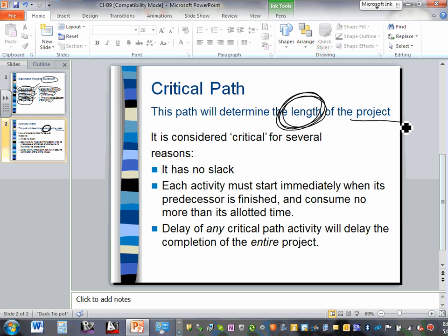Am I making sense? The critical path is the path of all the activities that decides the length of the project. She has to sit there after you guys are done for an extra 10 weeks waiting for Mr. Derek here to finish his work. Does that make sense?